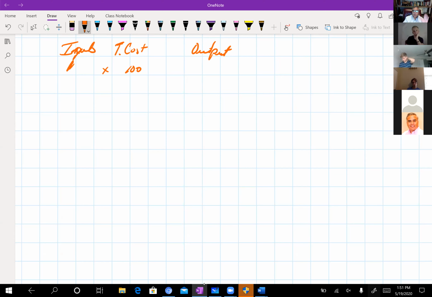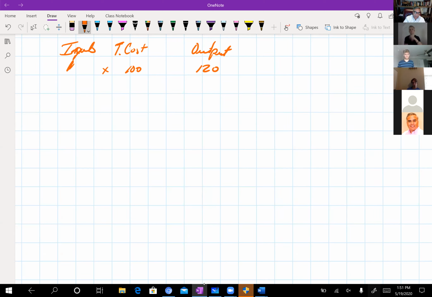Okay, so now think about this. I hire one guy to run my burger joint. I have a burger joint out there, and he's going to make burgers. Now, this guy is going to cost me $100. Now, the output that this guy is going to generate, let's say, is 120 burgers. So the output is 120.